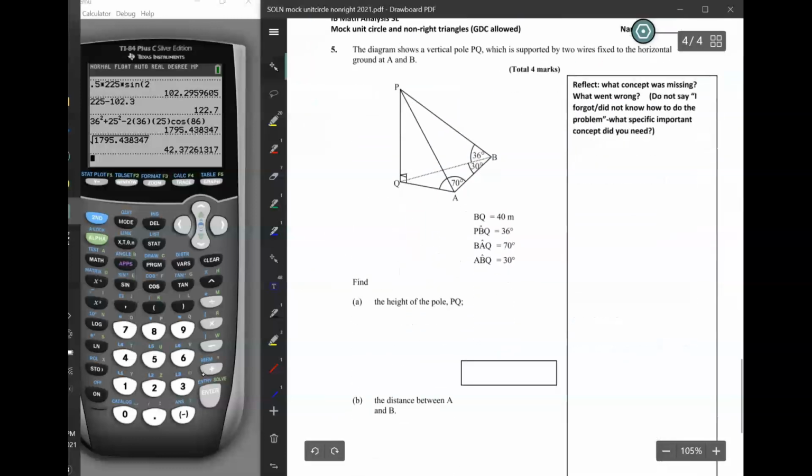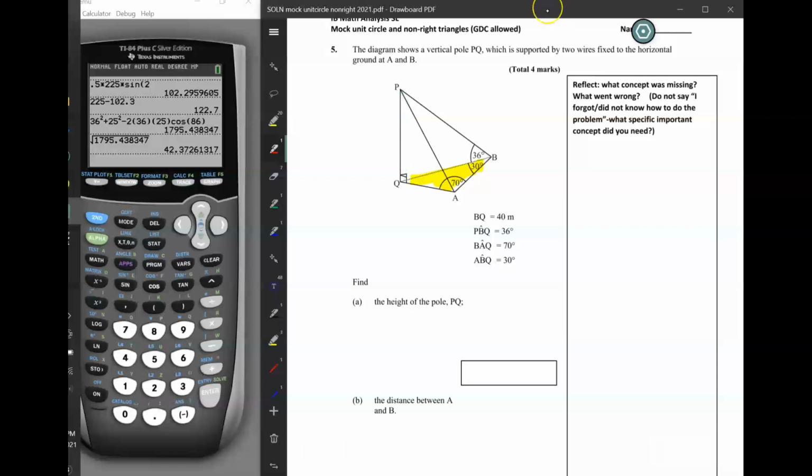Number 5. The diagram shows a vertical pole PQ which is supported by 2 wires fixed to the horizontal ground at A and B. A lot of people have trouble understanding this diagram. Basically, there's a floor here, which is this. It's a floor. And then the rest is like a tent. There's like this vertical pole, and the rest of it is like, you know, tent roof and flat sides.